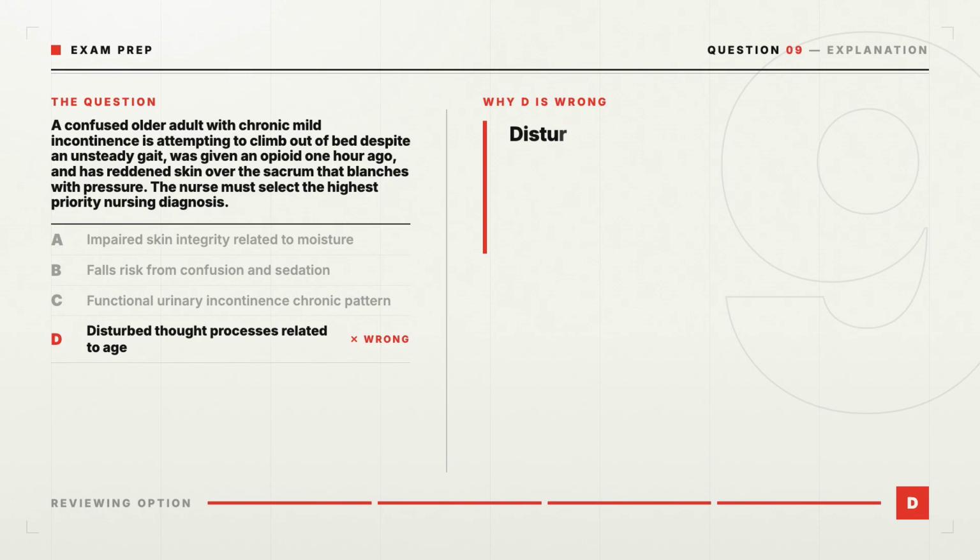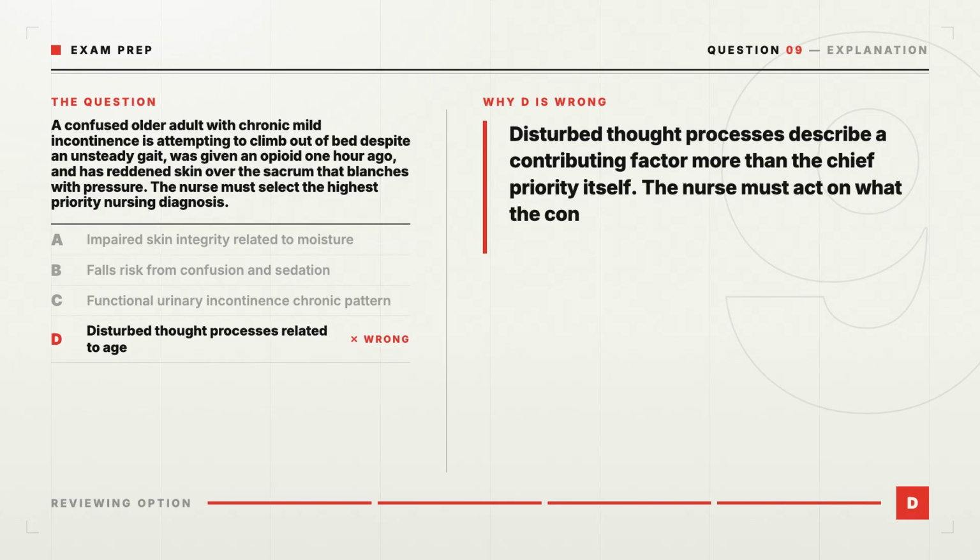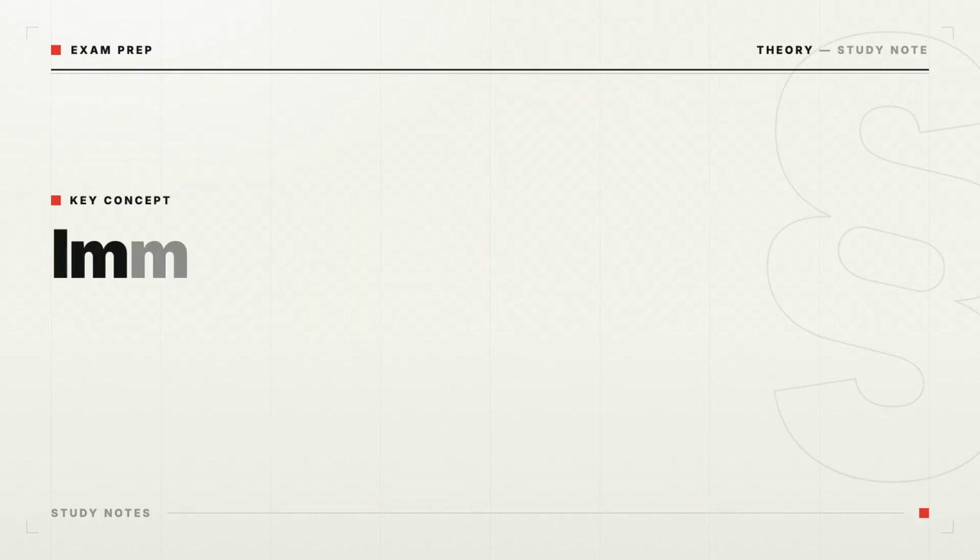D is wrong because disturbed thought processes describe a contributing factor more than the chief priority itself. The nurse must act on what the confusion will cause, namely a fall, rather than the cognitive change in isolation.